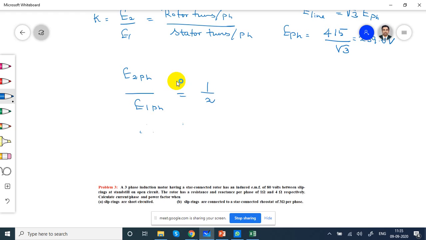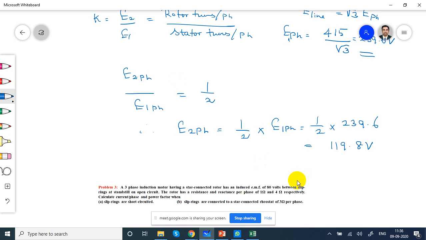Therefore, E2 phase is equal to 1 by 2 into E1 phase. E1 phase is 239.6. 1 by 2 into 239.6, you will get 119.8 volt. Okay, till now you have doubts?